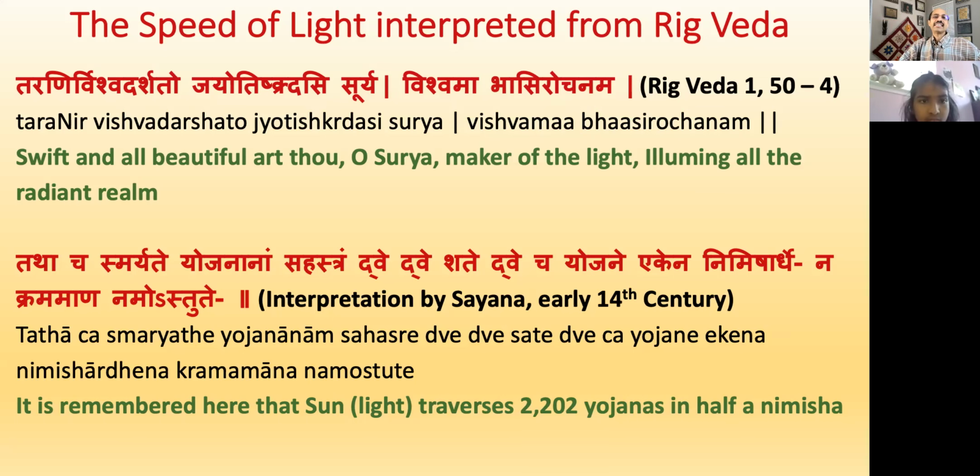Bhasirochanam: Bhasi means illumine, and Rochanam means spread, radiate. So it basically means that swift and all beautiful are you, O Surya, maker of the light, illumining all the radiant realm. So everything that is bright and brilliant and radiating is because of the sun, right? So this is from the Rig Veda.